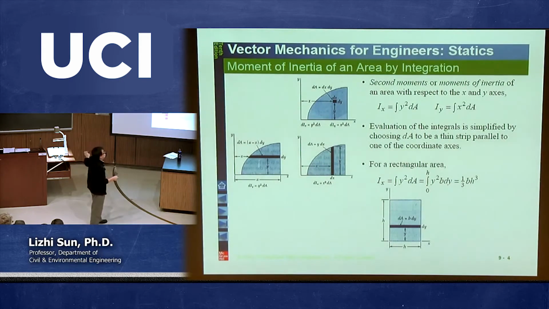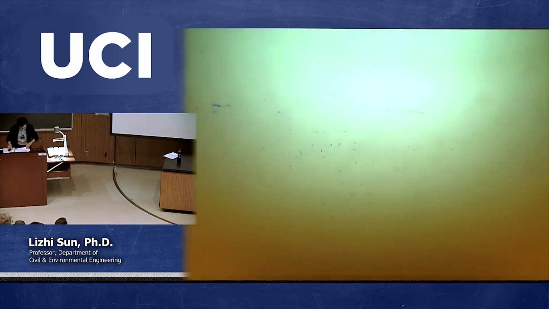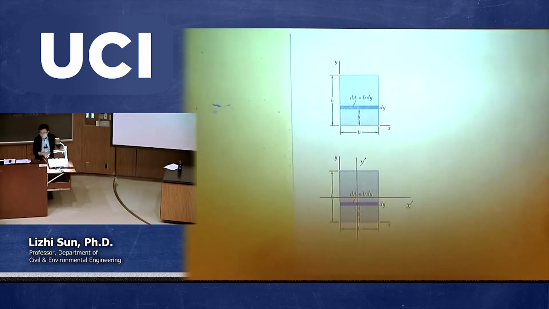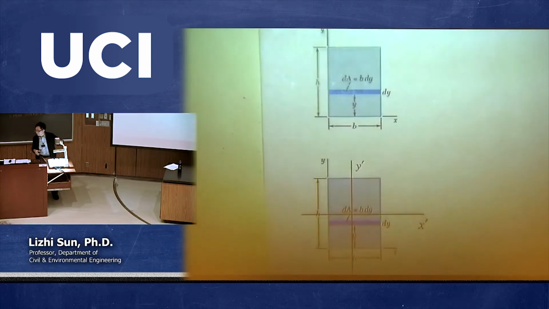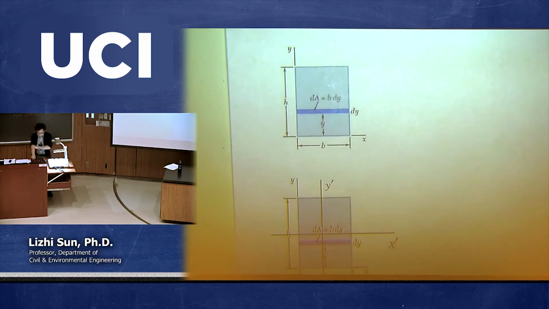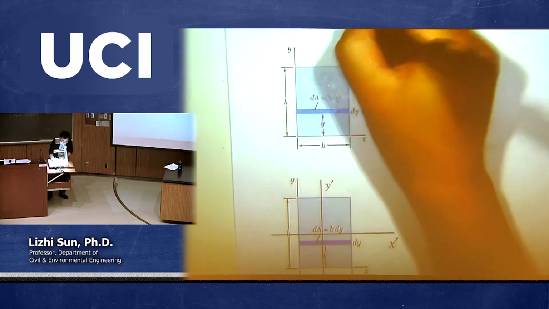So now I'm going to switch to the overhead projector, the document camera, to show you how we can integrate this out and finally end up with this one. And sometimes if you are using a different coordinate system, you can get a different result. Okay, so the first thing I'm going to do is to calculate the moment of inertia.